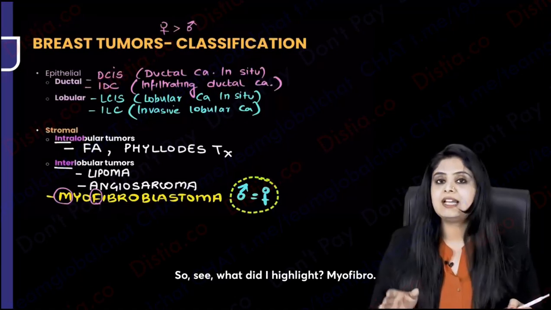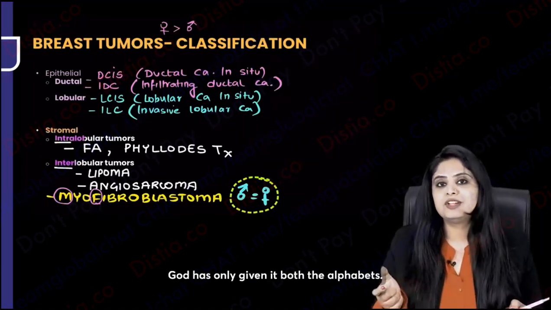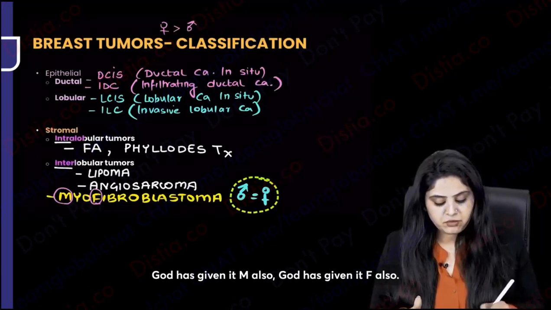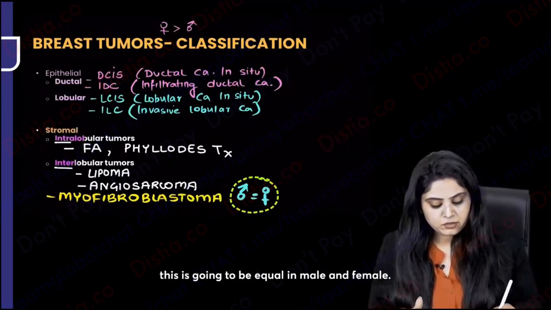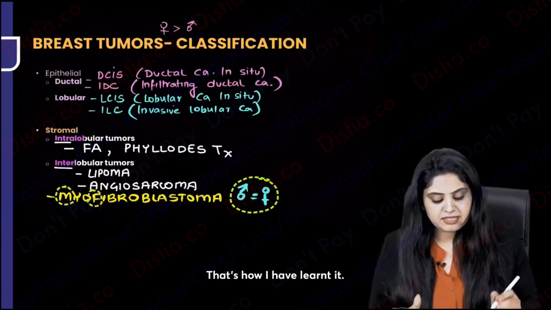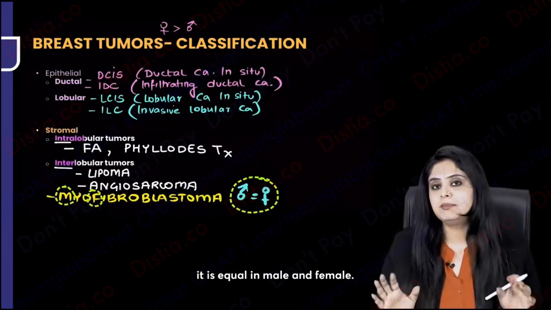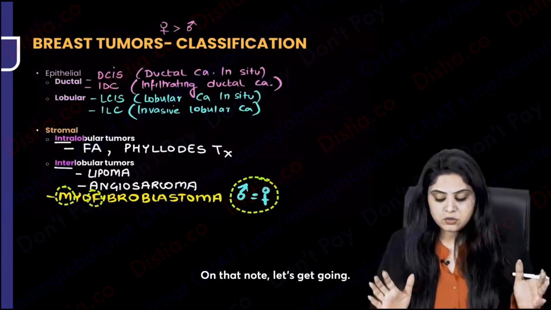So see, what did I highlight? Myofibro, God has only given it both the alphabets. God has given it M also, God has given it F also. So that tells me that this is going to be equal in male and female. That's how I learned it. Myofibroblastoma, MF tumor. It is equal in male and female. On that note, let's get going.